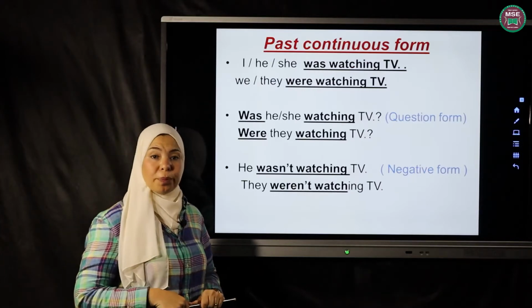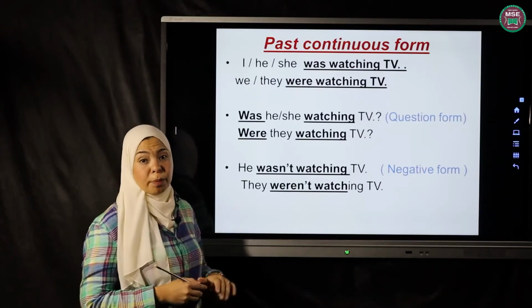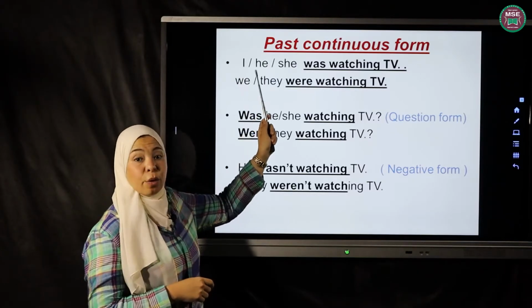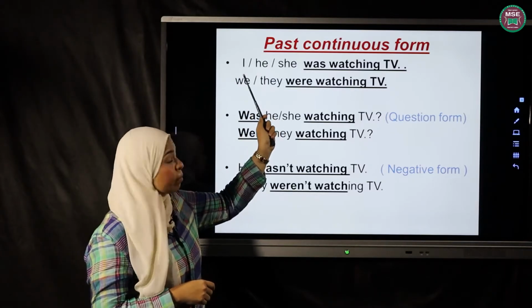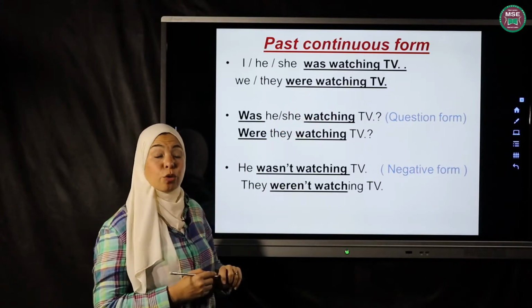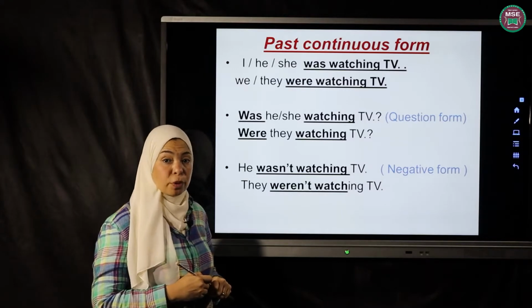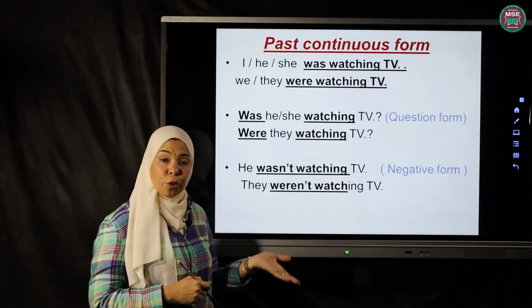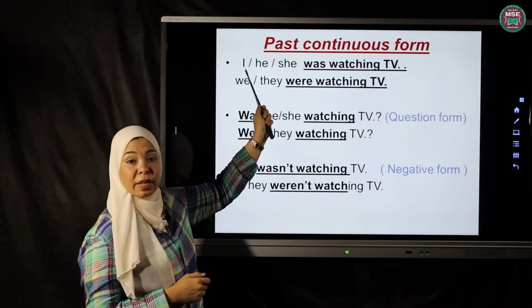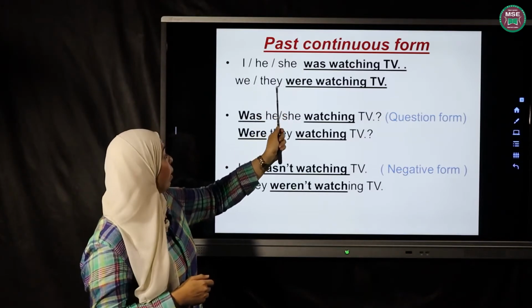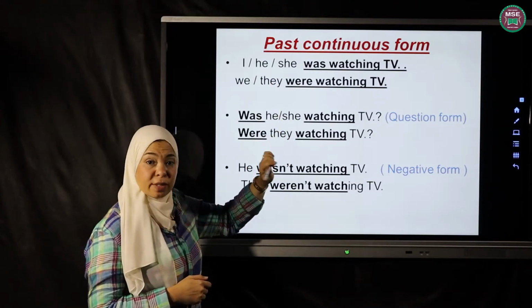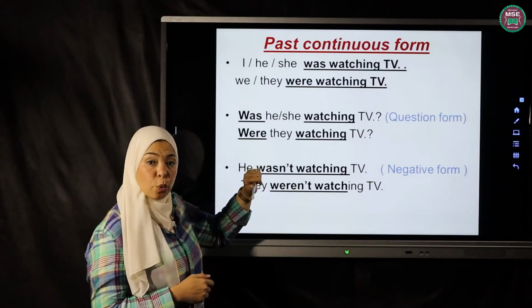Past continuous form. The past continuous form is totally different from the past simple. I or he or she, this is the singular form, plus was, plus verb plus ing. You know "was" is the past form of the verb to be. Was for the singular form and were for the plural form. So I put "was" because we have he, she, and I. We, they, plus were, which is also the past form of verb to be, but in the plural form.